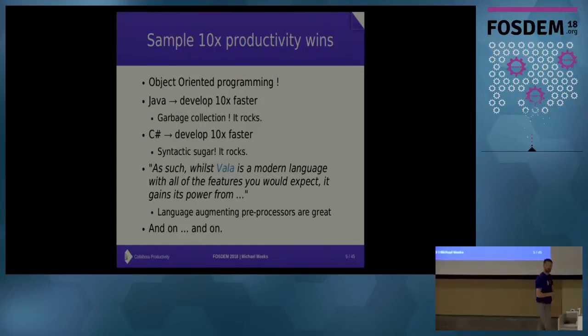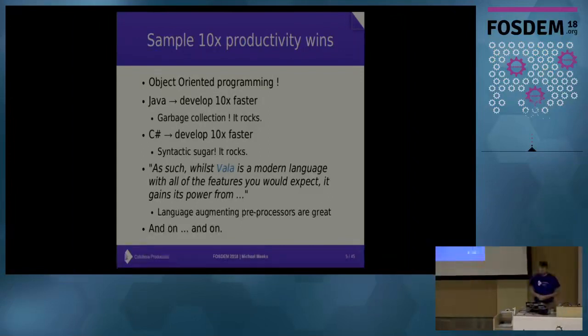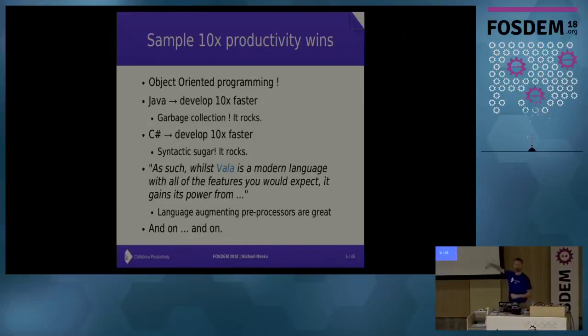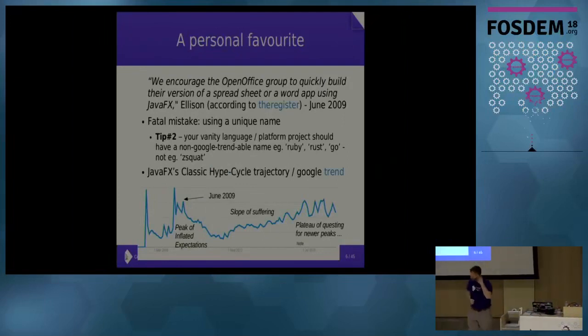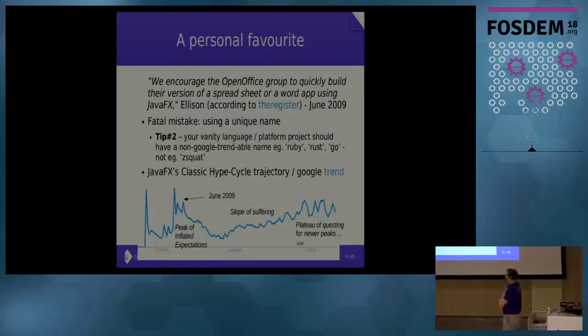So I don't know, it didn't work as far as I'm aware. There's probably some software still there, but anyway, it goes on and on, this kind of craziness. And as such, I think probably my personal favorite is another great Larry Ellison quote, which is, quickly build their version of a spreadsheet word processing app using JavaFX. So according to The Register anyway.